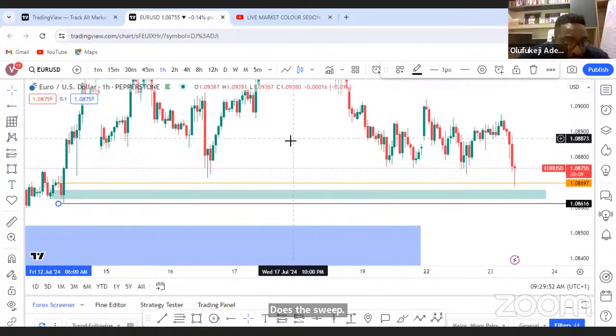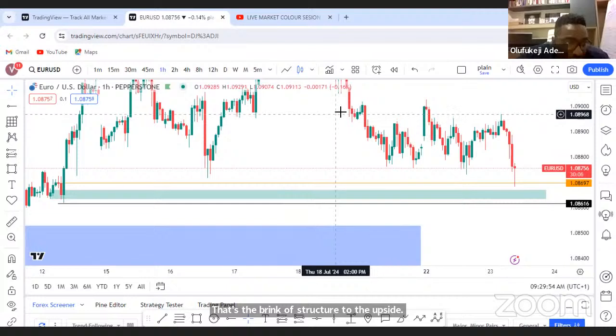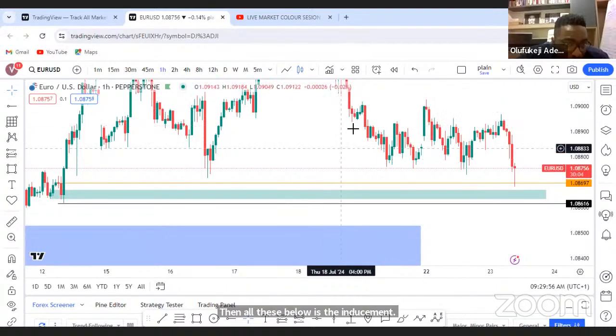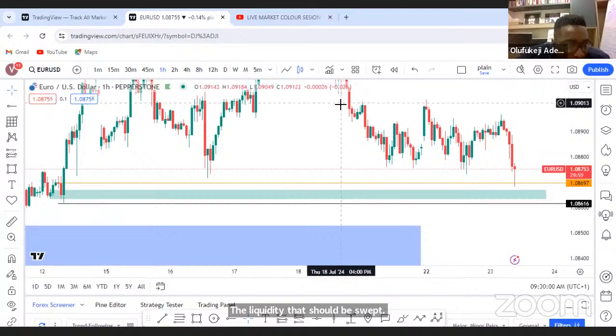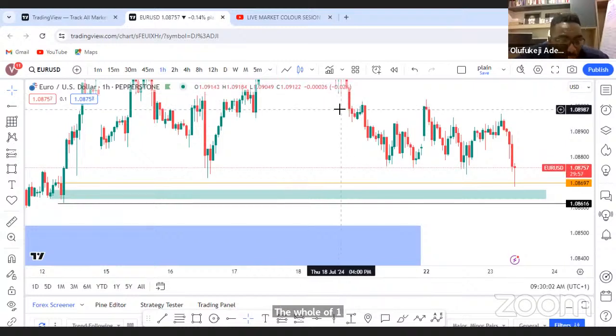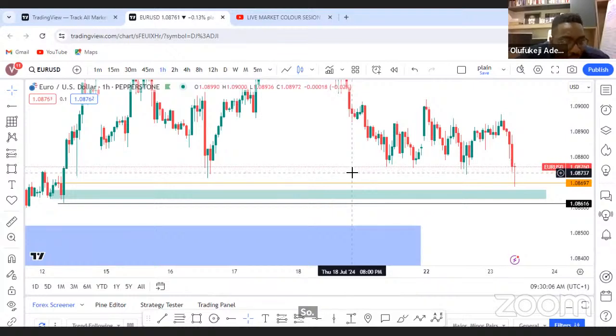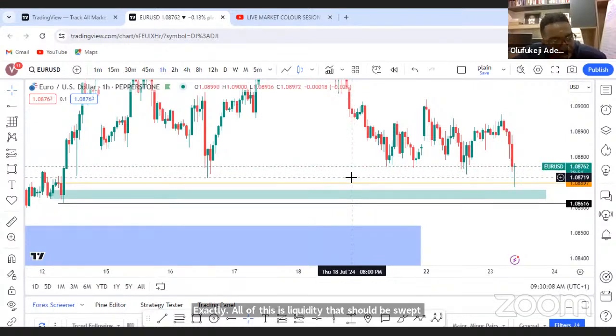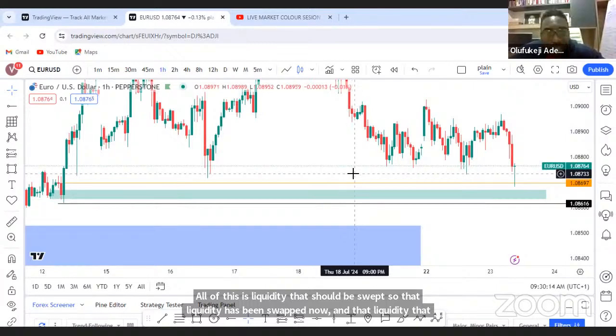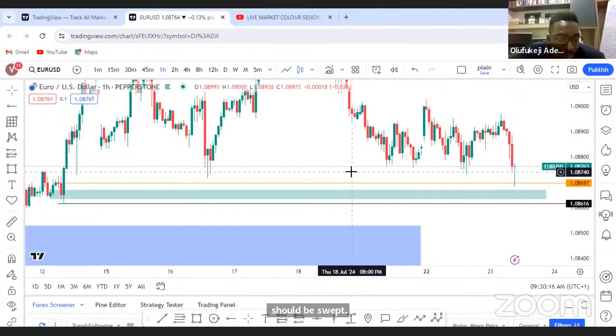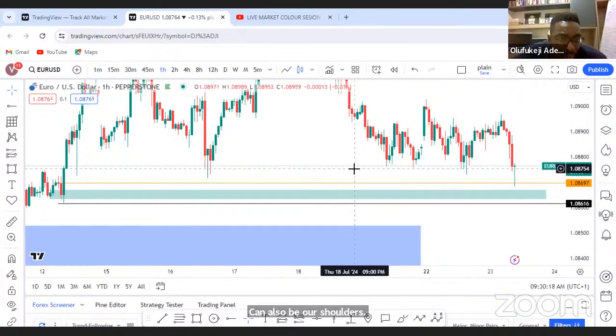Then all this below is the inducement, the liquidity that should be swept. The whole of 10875 levels is just liquidity that should be swept. So exactly, all of this is liquidity that should be swept. So that liquidity has been swept now, and that liquidity that should be swept can also be our shoulders, and this is now our sweep that tapped into that other block.